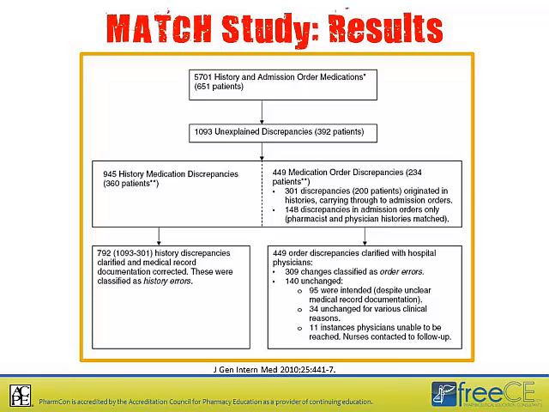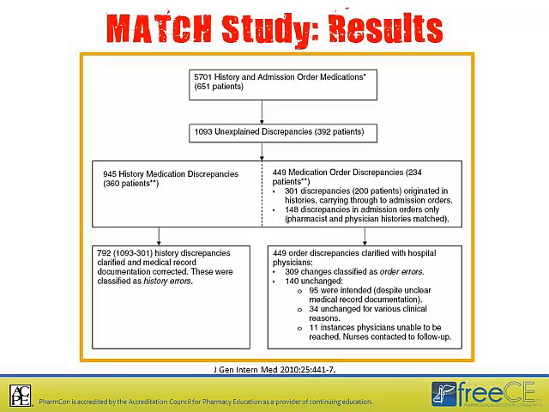Taking a look one step further at what they then did with this information, with the medication history discrepancies, 792 history discrepancies were clarified and the medical record documentation was corrected. These were classified as history errors. And then in terms of the medication order discrepancies, 449 order discrepancies, so all of them, were clarified with hospital physicians. 309 changes were classified as order errors, so they made changes. There were 140 of these order discrepancies that remained unchanged, so 95 were intended.